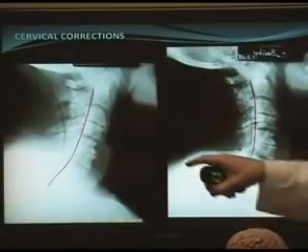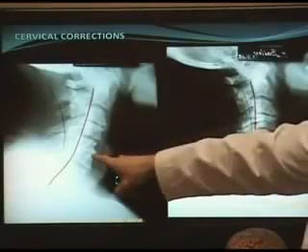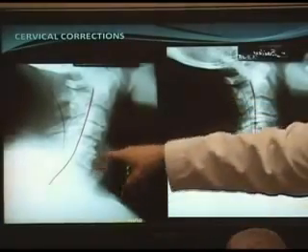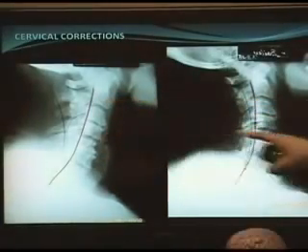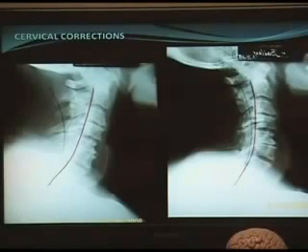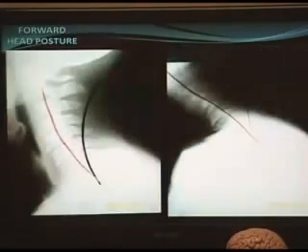Now, here's another one. This guy had severe disc damage in his neck. We did spinal decompression therapy and corrective care, and that's a pre- and a post-X-ray, and that's the changes that we made with that patient. This guy got out of his neck pain, he got out of his disc pain, which was causing pain down into his shoulders and arms.